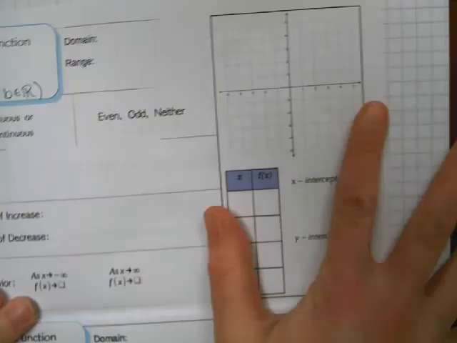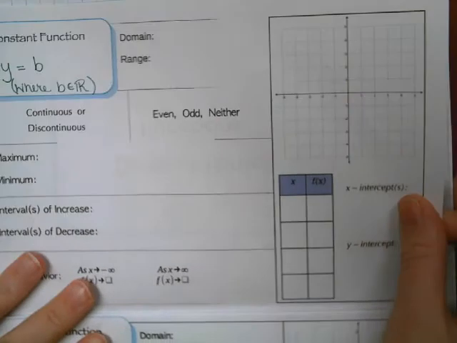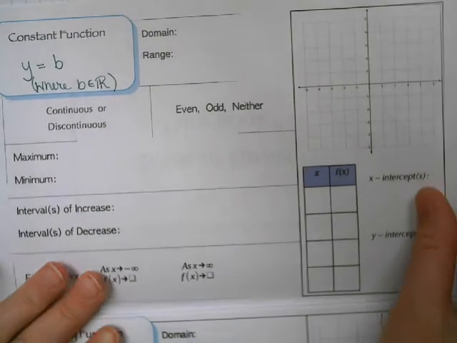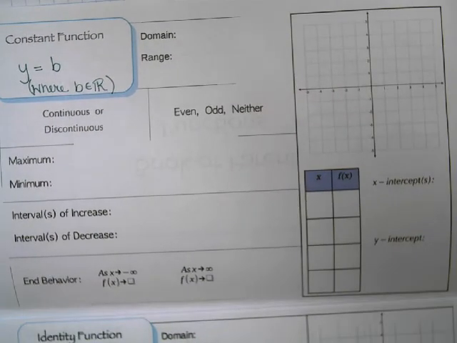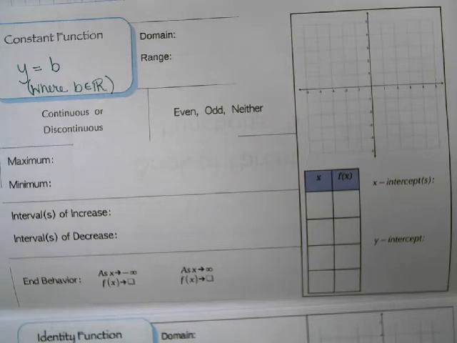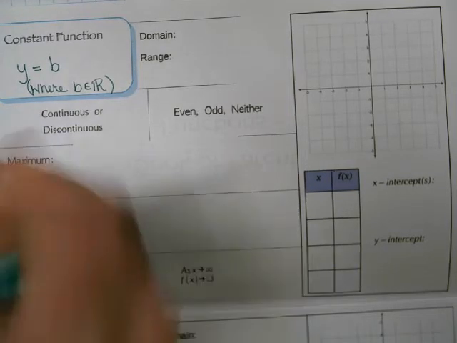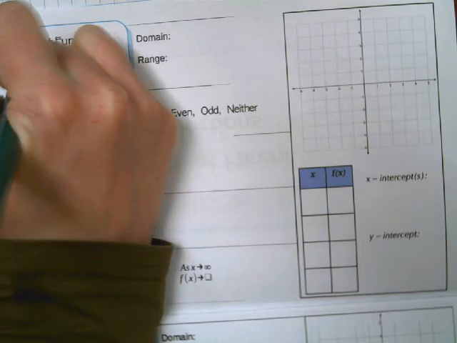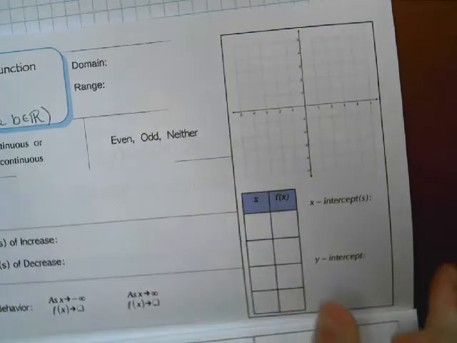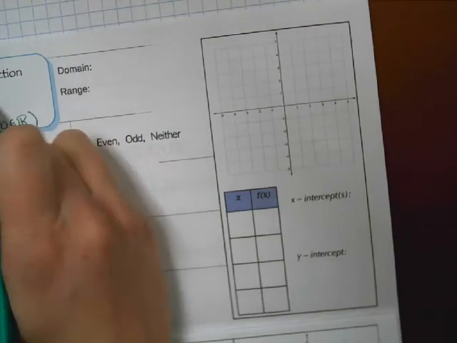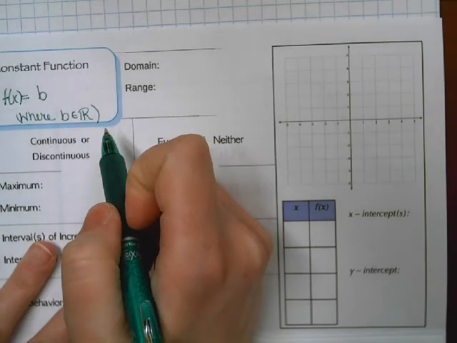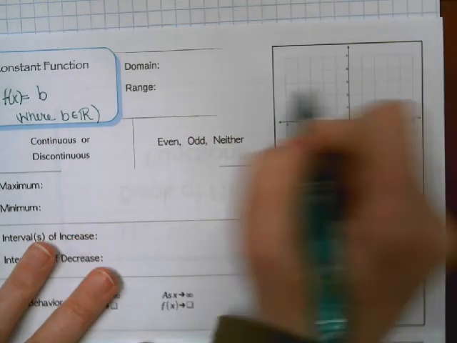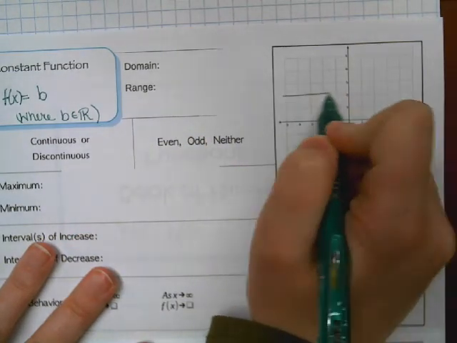So the constant function is the line y equals b, or actually it would be f of x equals b, where b is any real number. So let's write here, instead of y equals b, let's write f of x equals b. Now, that means it's a horizontal line, right? And it crosses through the y-axis, whatever b is. It would be some sort of straight line.